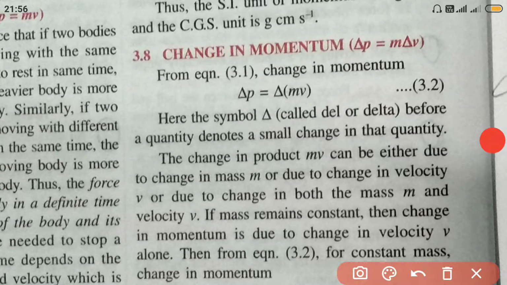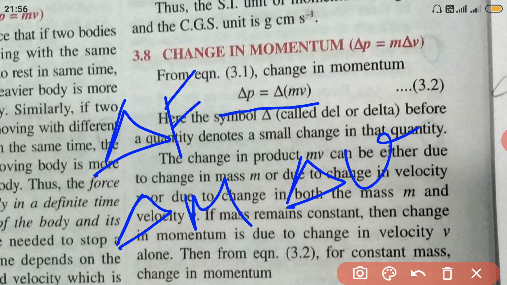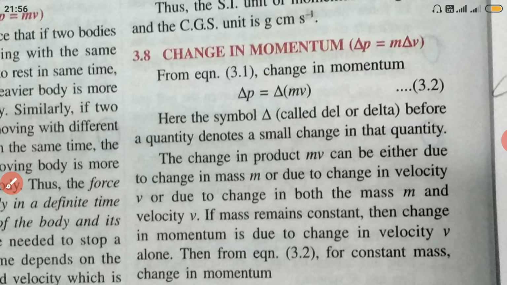So, change in momentum here. Change in momentum is denoted by del P equals del mv. That means this del, the small triangle here, is called del or delta. Before any quantity, if there is a small change in force, if there is del before mass, there is a small change in mass, if del is in front of v, it is a small change in velocity. So I hope you understood. The del represents small change, right?